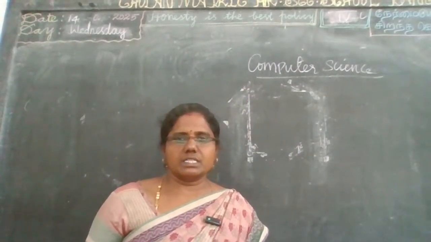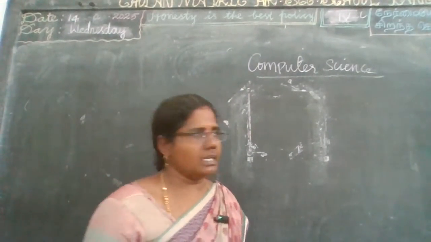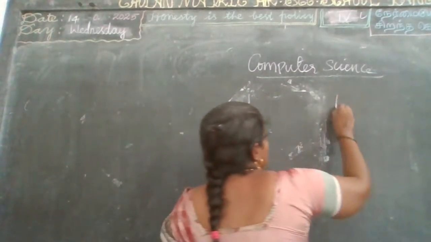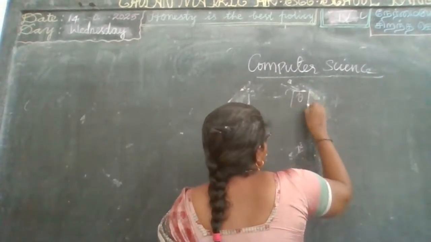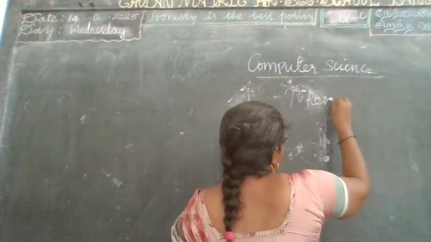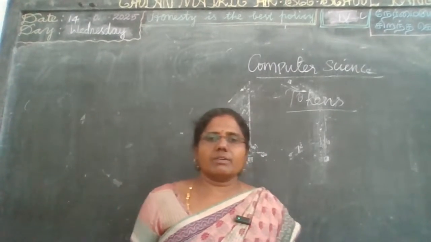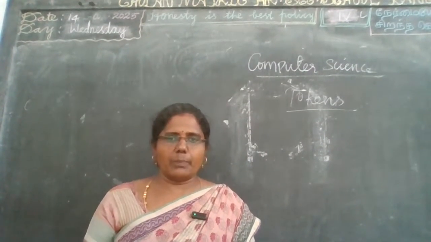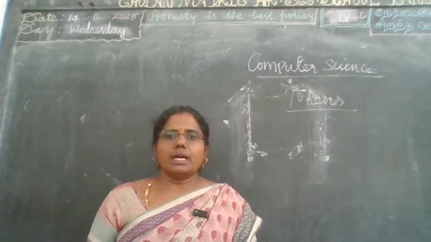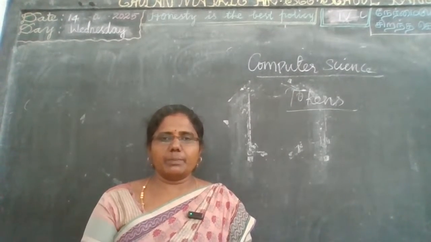In last class, we discussed tokens in Python. What are tokens? Tokens are the smallest individual units in a program. What tokens are available? Keywords, identifiers, operators, literals, delimiters. These tokens are available in Python.